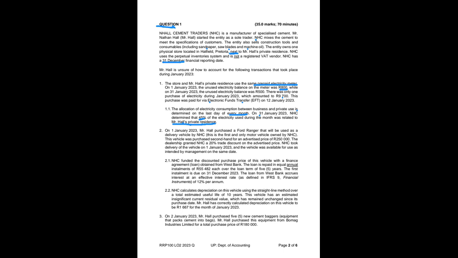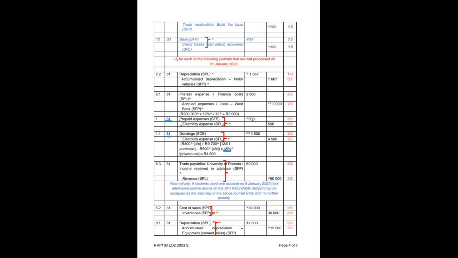A lot of students were actually removing 55%, which makes no sense because these are the accounts of the business. They're not Mr. Hall's accounts. So the amount that we remove should not be the business's electricity. It should instead be Mr. Hall's electricity. So that's why we're removing 45% of whatever went into electricity expense for the month.